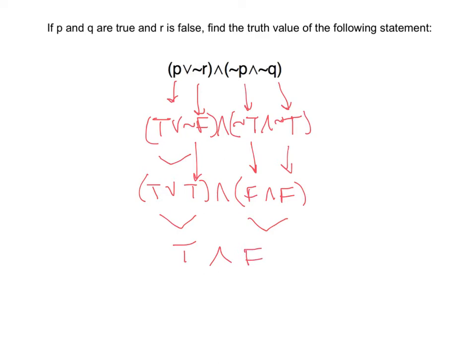So in the last step, true and false. Again for and, both of them have to be true, but they are not both true, which means that the truth value of this statement in total is just false.